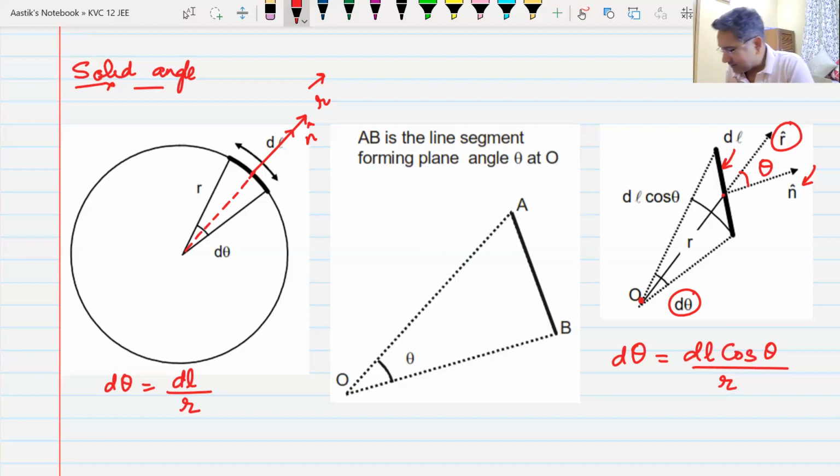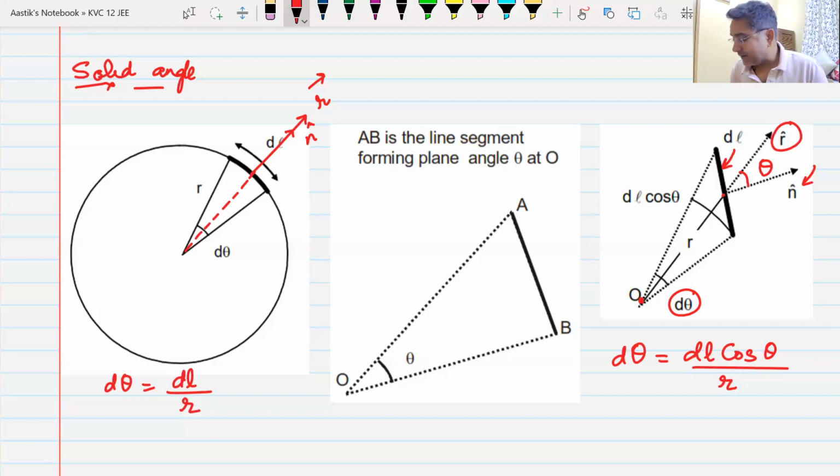No one is going to ask you this. So just have to see it as a concept. This is a line. This is a point. What angle does this line subtend at this point? This angle is known as the plane angle. Do we understand this? I call this plane angle a one-dimensional angle. It's in one dimension.